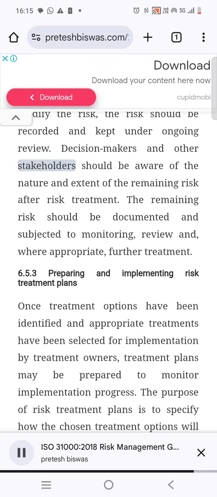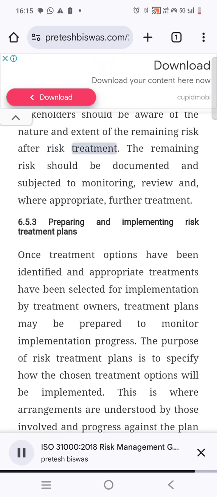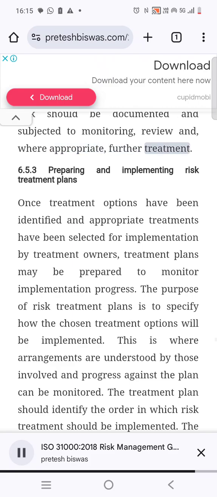Decision makers and other stakeholders should be aware of the nature and extent of the remaining risk after risk treatment. The remaining risk should be documented and subjected to monitoring, review, and, where appropriate, further treatment.